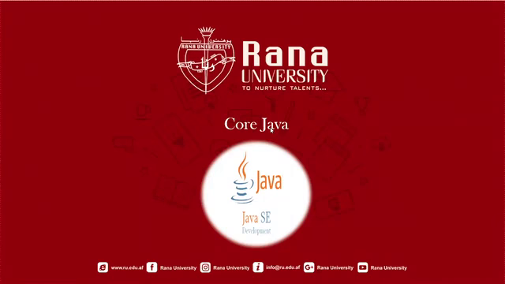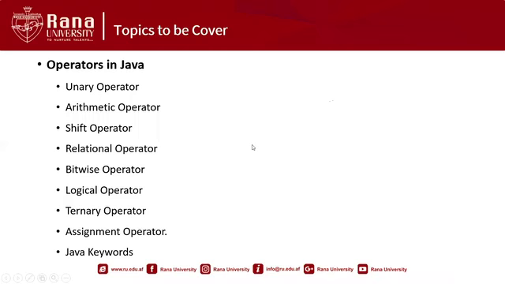Okay, let's start our second chapter. In this chapter, we are going to start with operators. These are the topics we will cover today. The first topic is the unary operator. What is a unary operator? And how many unary operators do we have in Java?